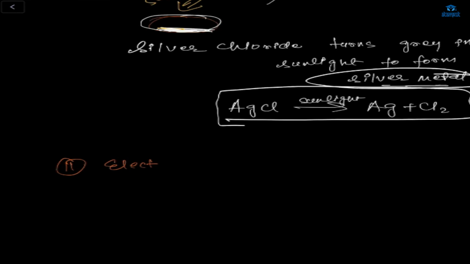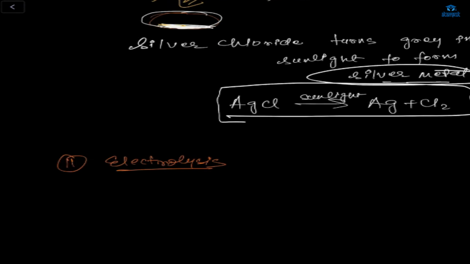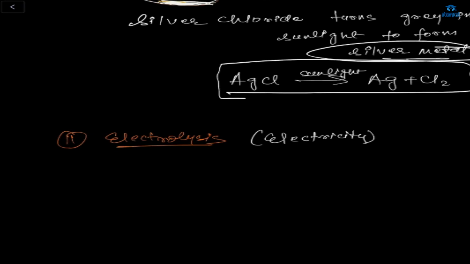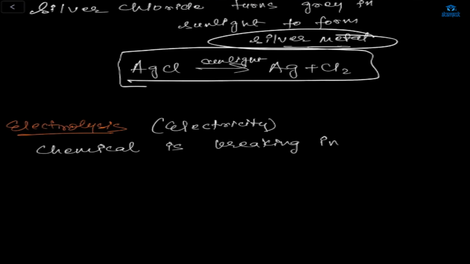Now, electrolysis. Can anyone tell me? Oh, it's already 3:59. Okay, what is electrolysis? Means electricity, right? And lysis, you already know, means to break down. So what is happening? In electrolysis, the chemical is breaking with the help of electricity.